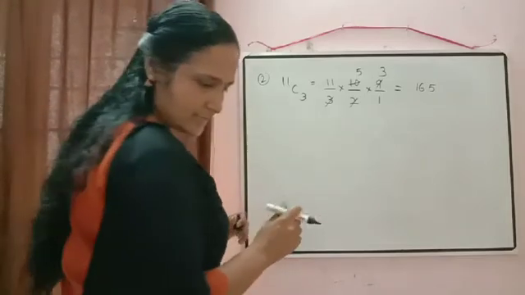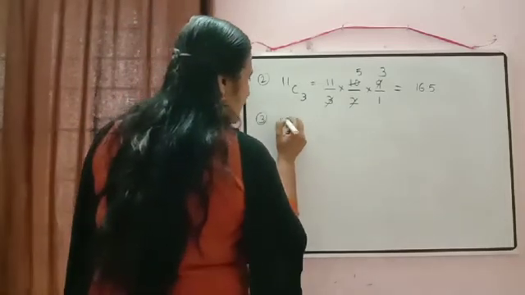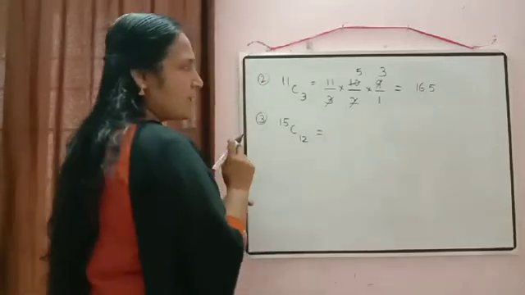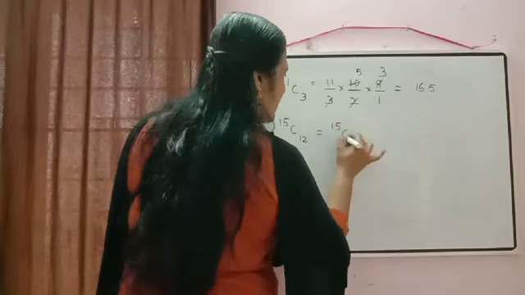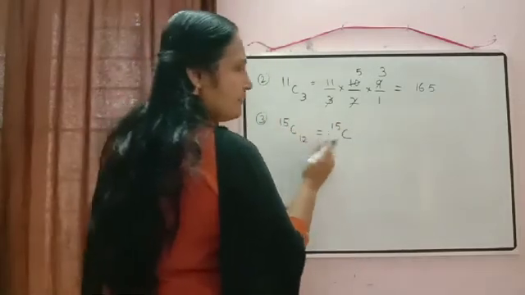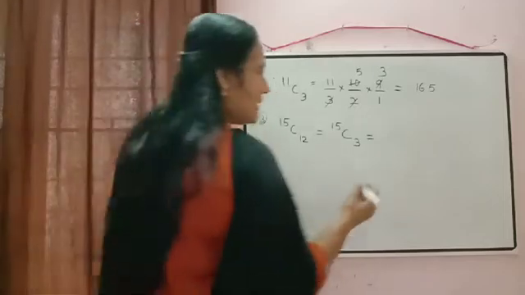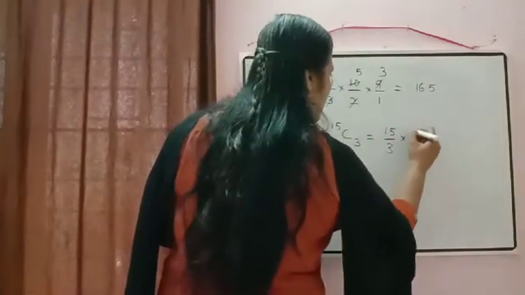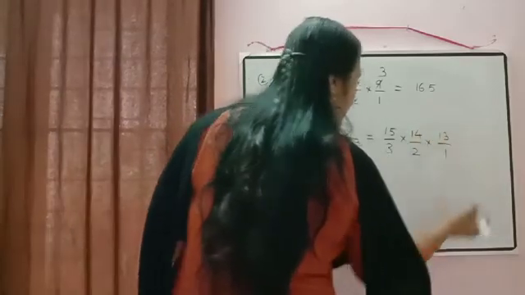Then the next one is evaluate 15C12. Just check here, this number is bigger, so we can use the property. According to the property, 15C(15 minus 12), which will be equal to 15C3. Now again we can keep on subtracting here: 15 by 3 into 14 by 2 into 13 by 1.